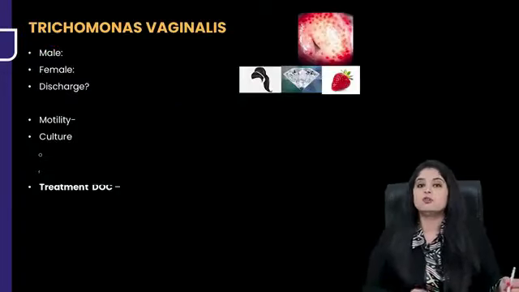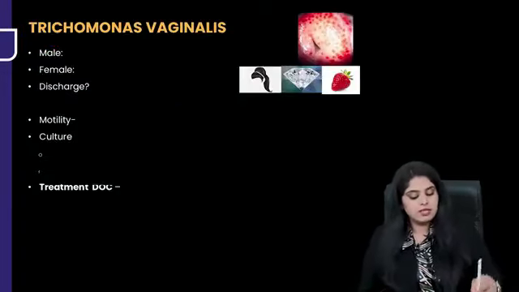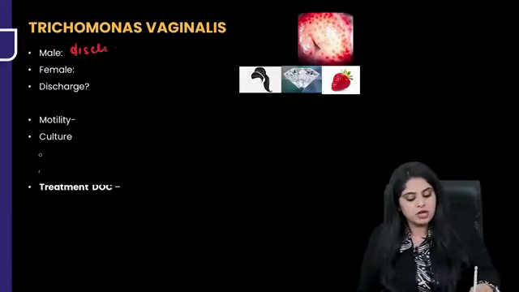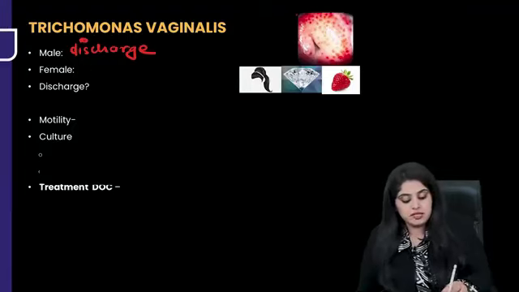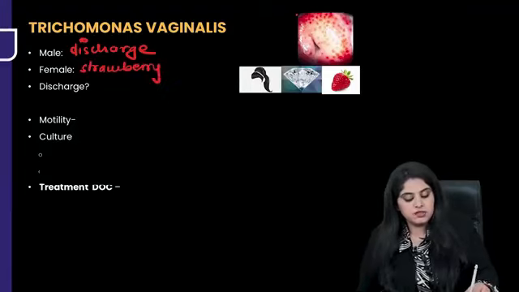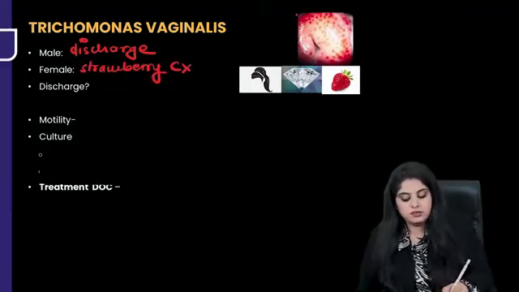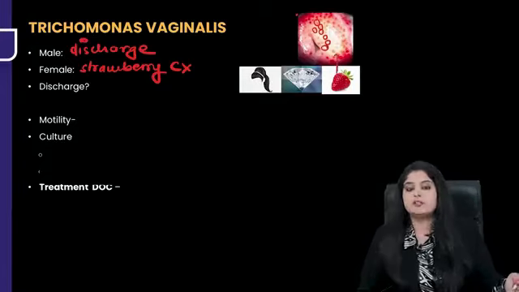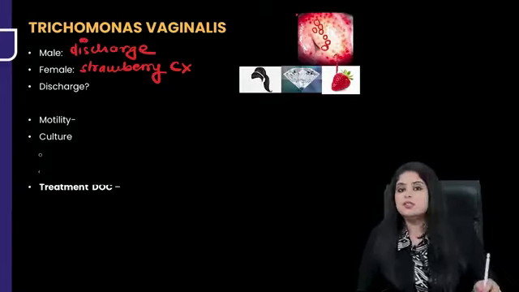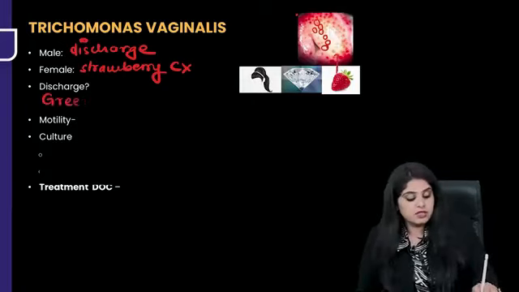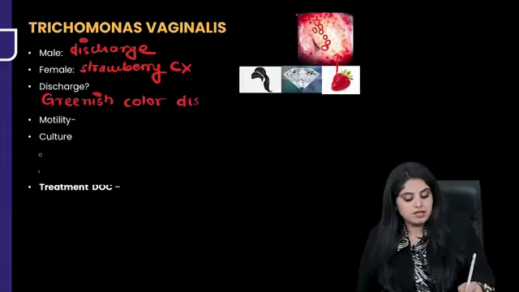So now let's come to the story of the auntie that you have. So in males, what will happen? It's going to cause a discharge, urethritis and prostatitis. And in females there is going to be a very famous thing: the strawberry cervix. Females show you the strawberry cervix. Can you see these red spots on the cervix? So this is going to be the strawberry cervix. What is the color of the discharge? Usually females come to you with a greenish color discharge when they have a Trichomonas vaginalis infection.